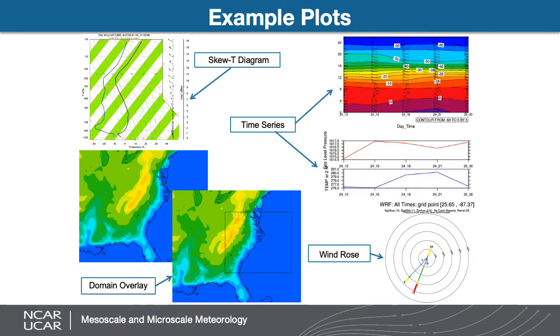Some other examples here are skew-T plots, which are fairly simple. You just need to give NCL the latitude and longitude or the grid cell that you're interested in, and it'll give you a vertical profile like so. You can also do a domain overlay. So if you want to include your larger domain and your smaller domain, but keep the resolution of your smaller domain, you can overlay it on the larger domain. Also time series plots and more complicated plots such as wind roses.